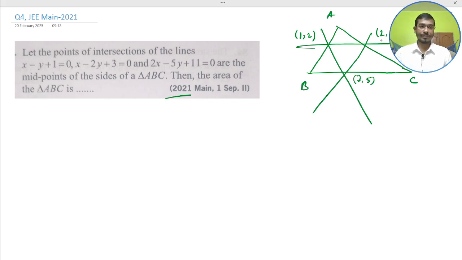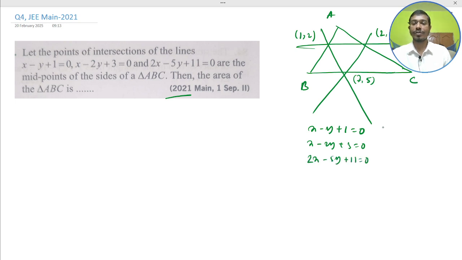Because solving the system of equations, we would get the point of intersection. Here the system of linear equations: x minus y plus 1 equal to 0, x minus 2y plus 3 equal to 0, and 2x minus 5y plus 11 equal to 0. Solve these three, you would get these 3 points.